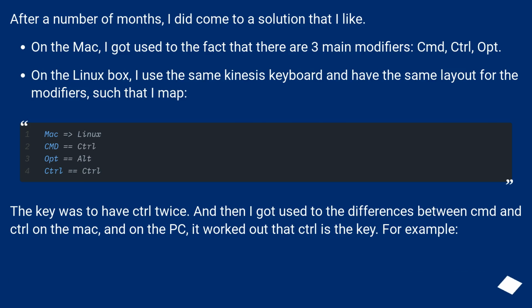After a number of months, I did come to a solution that I like. On the Mac, I got used to the fact that there are three main modifiers: CMD, Control, Opt. On the Linux box, I use the same Kinesis keyboard and have the same layout for the modifiers, such that I map... The key was to have Control twice. And then I got used to the differences between CMD and Control on the Mac, and on the PC, it worked out that Control is the key.